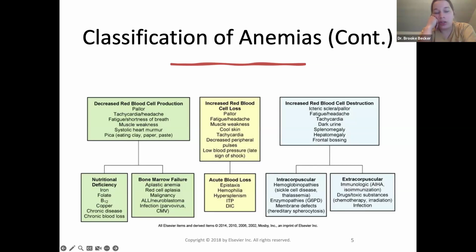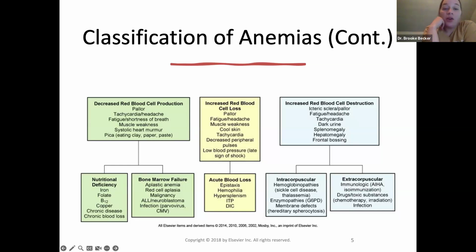Usually that's from a nutritional deficiency like iron deficiency anemia, folate deficiency, vitamin B12 deficiency, low copper, a chronic disease state, or chronic blood loss. Okay. You can also see decreased red blood cell production if there's bone marrow failure. So if they have a malignancy, some sort of cancer, or certain viral infections will cause bone marrow failure as well. Aplastic anemia or red cell aplasia.